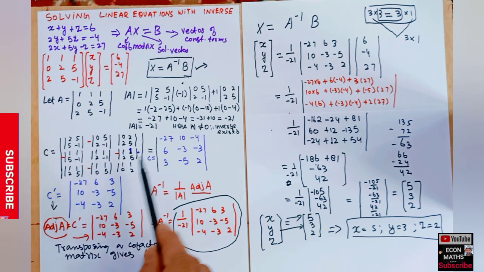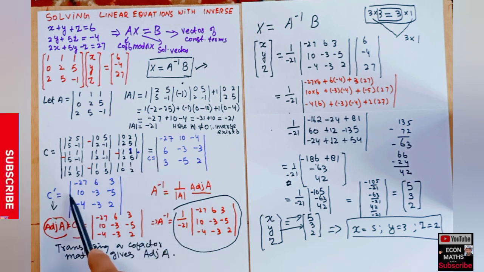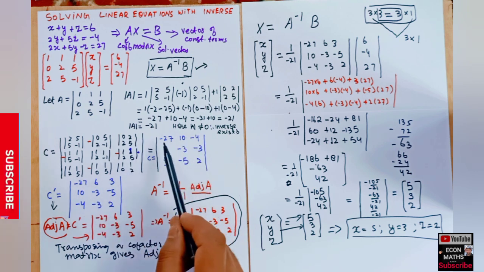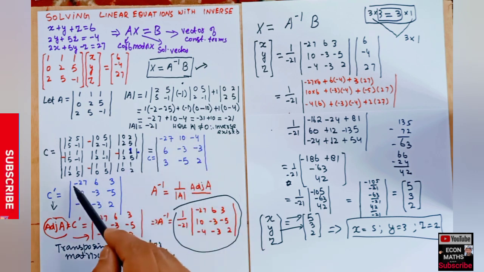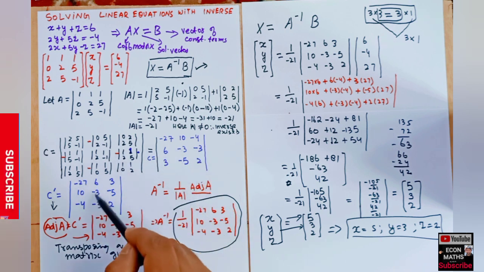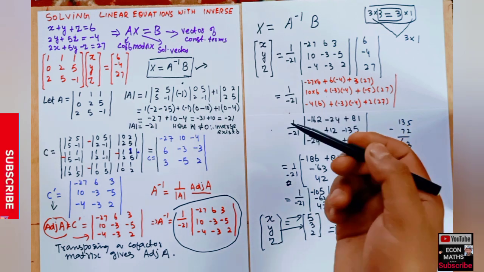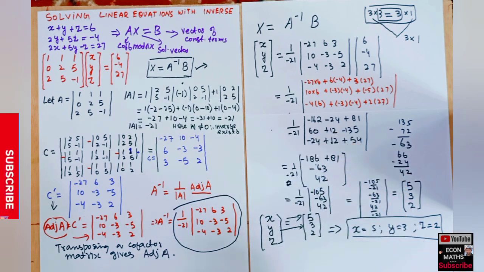Here this was the cofactor matrix. We transposed this matrix by replacing every column by row. If this was a row here, we have made it a column. Similarly, this was a row, this a column, this a row, and that a column. Now the inverse is equal to 1 divided by the determinant multiplying the adjoint matrix. So A inverse is equal to 1 divided by the determinant, which was minus 21, multiplying this by the adjoint matrix.